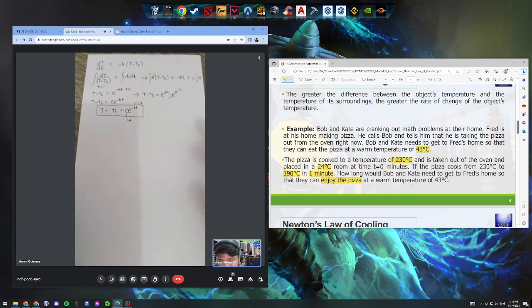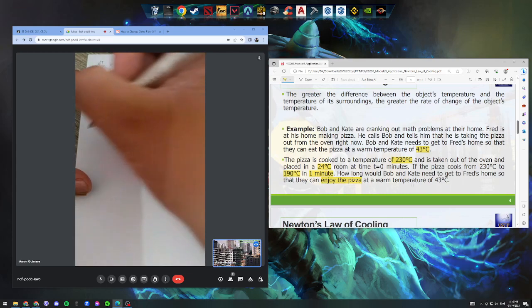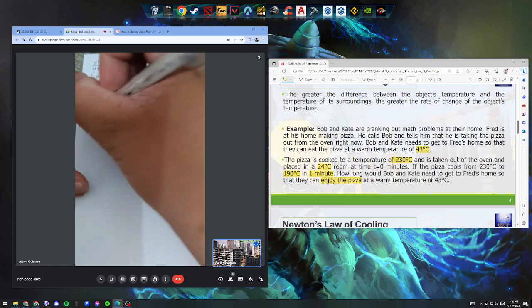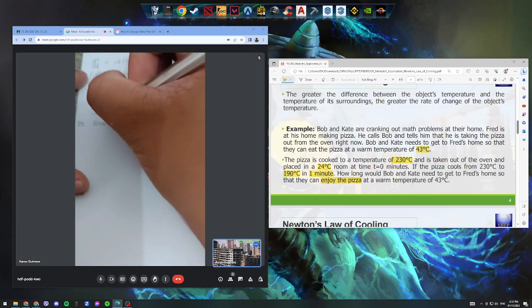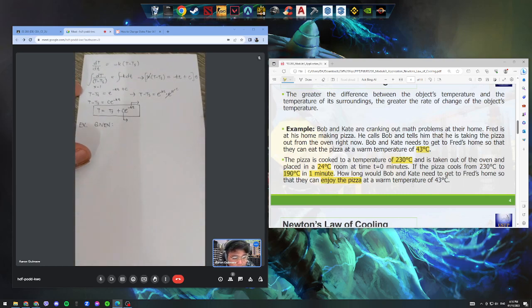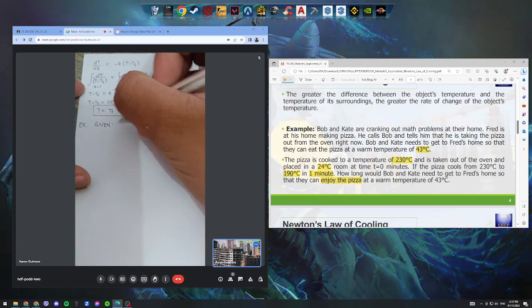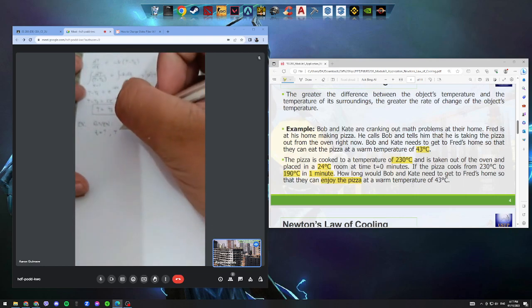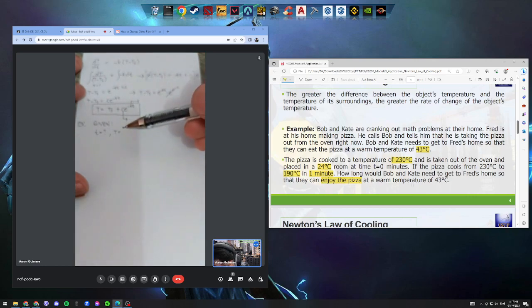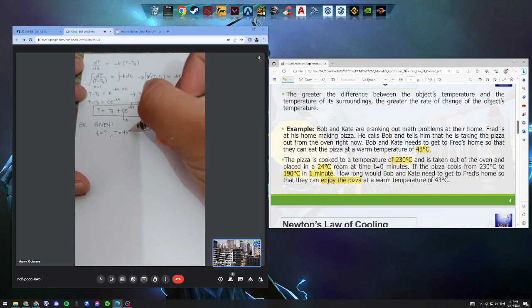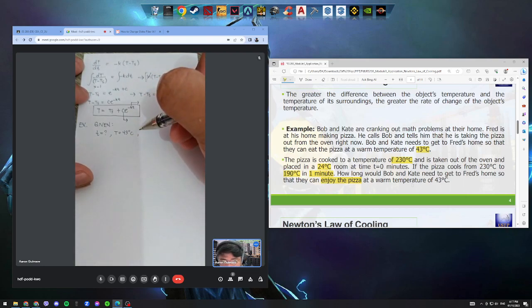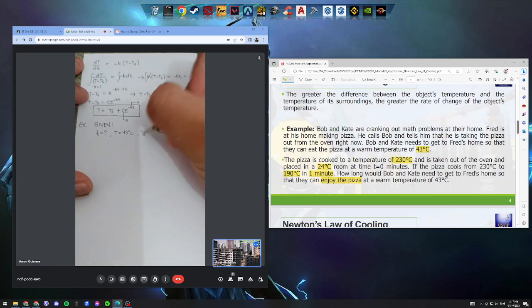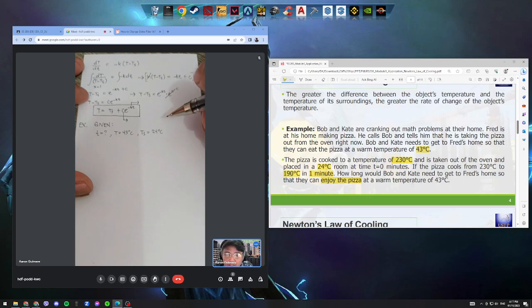So by doing that, let's first write our given. Example number 1. So let's write the given first, okay? The given are: the question here is at what time, the time we are looking for, should our pizza, T representing the temperature of the object, be at 43 degrees Celsius, so Bob and Kate can eat the pizza. The temperature of our surroundings is 24 degrees Celsius. Okay. That is our first condition.